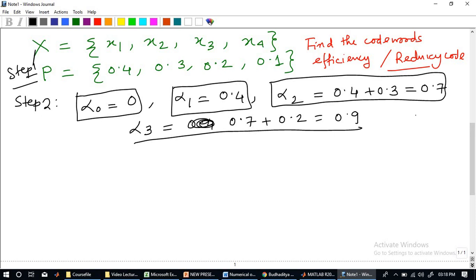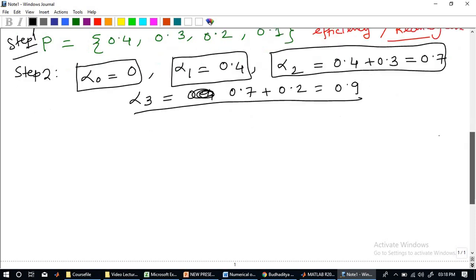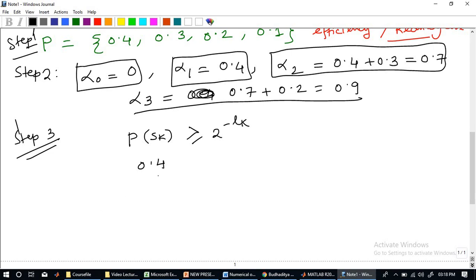Now the third step, check for the inequality. So step 3: we have to check if P of Sk is greater than or equal to 2 to the power minus Lk, where Lk is the length of the code word. So we have to find the process. For example, we will take 0.4. The first symbol has the probability 0.4. Please understand this.